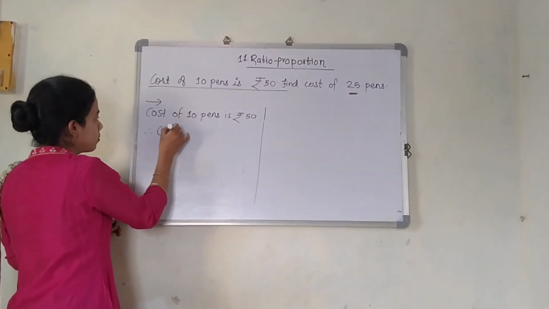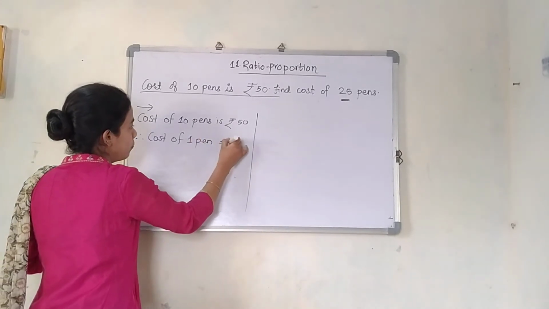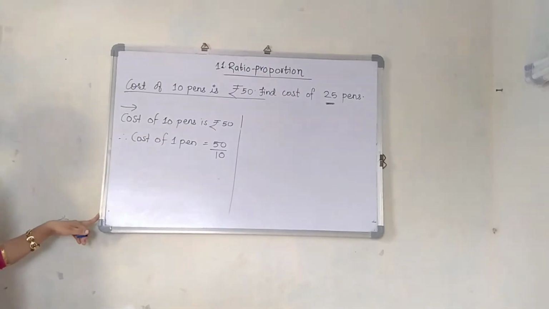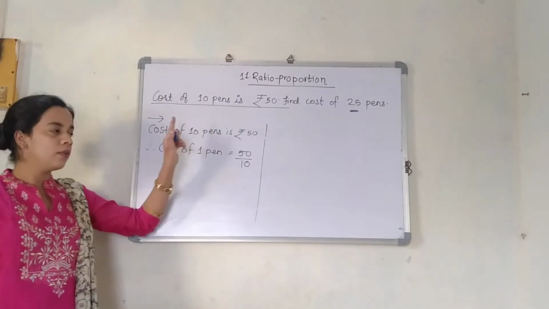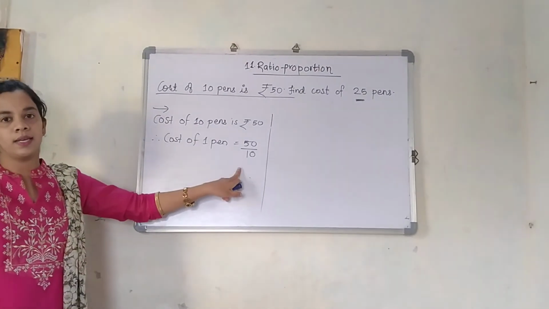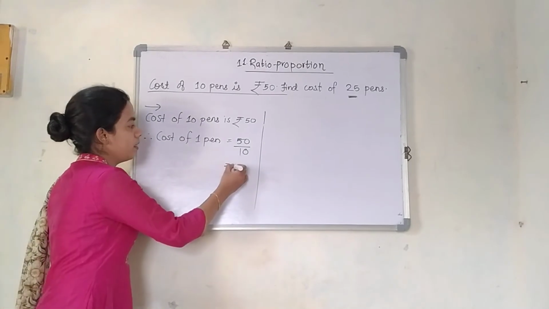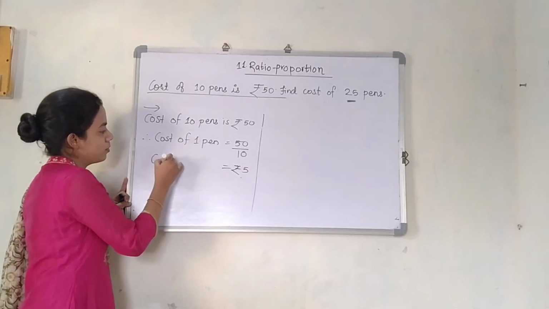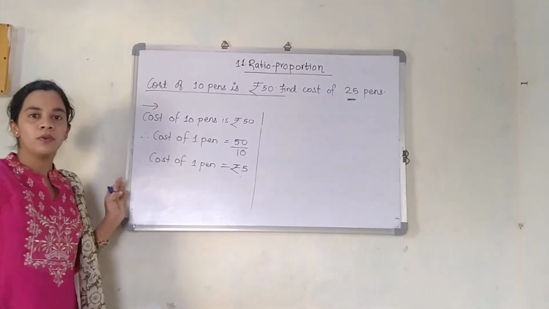Therefore, cost of 1 pen is equal to 50 upon 10, that is 50 divided by 10. Cost of 10 pens is 50, then what is the cost of 1 pen? Yes, you are going to do 50 upon 10. So it will be rupees 5. So the cost of 1 pen is equal to 5.